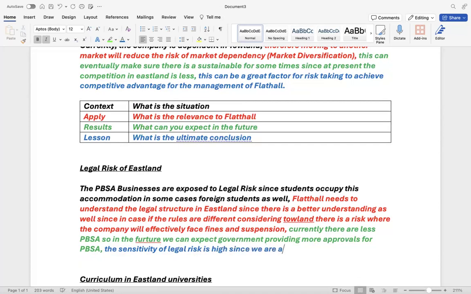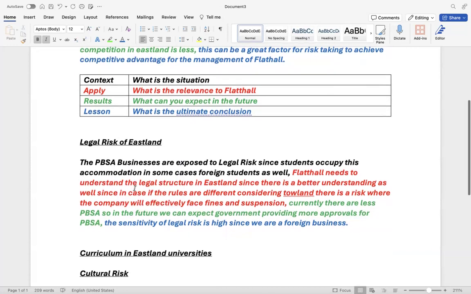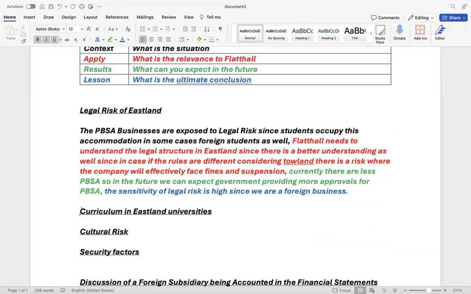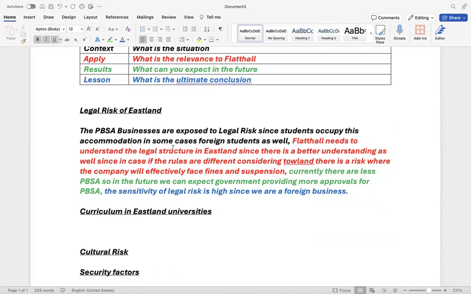Risk is high since we are a foreign business. We are what business, students? We are a foreign business. Students, are you getting the clarity here? Any questions you like to ask? You can ask me, students. But if you are fine with that, can I quickly get a confirmation from you in the chat box? Thank you very much, students.